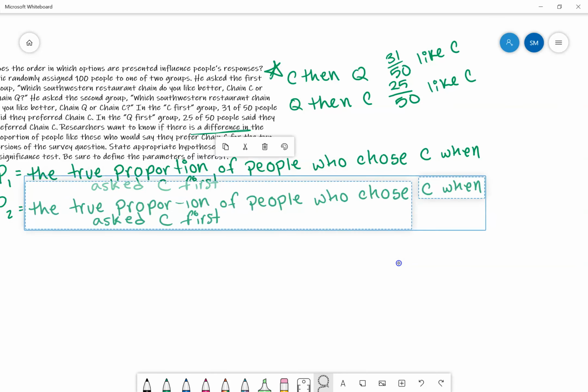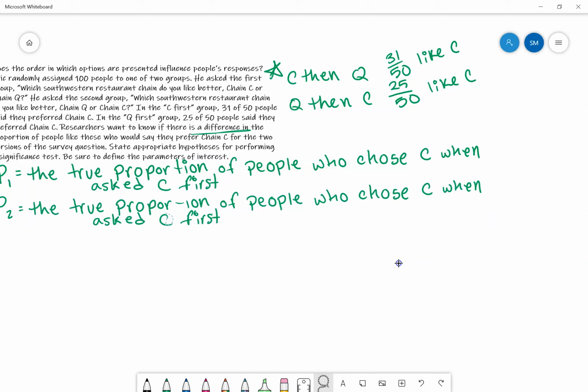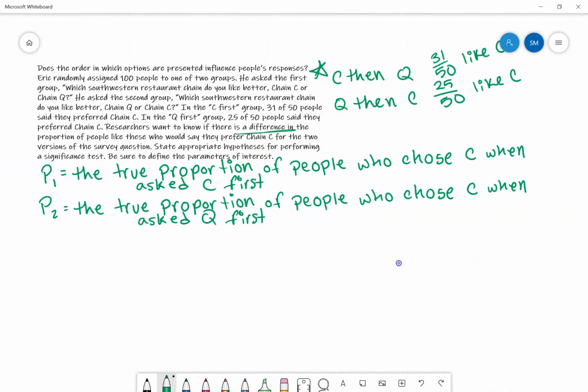Okay. Now the second group, they were given Q first, not C first. So I'm going to put a Q. I'm going to erase that completely and pick Q. And then that's a T with an I. Alright, so there's our P1 and P2. So let's figure out what those hypotheses are.